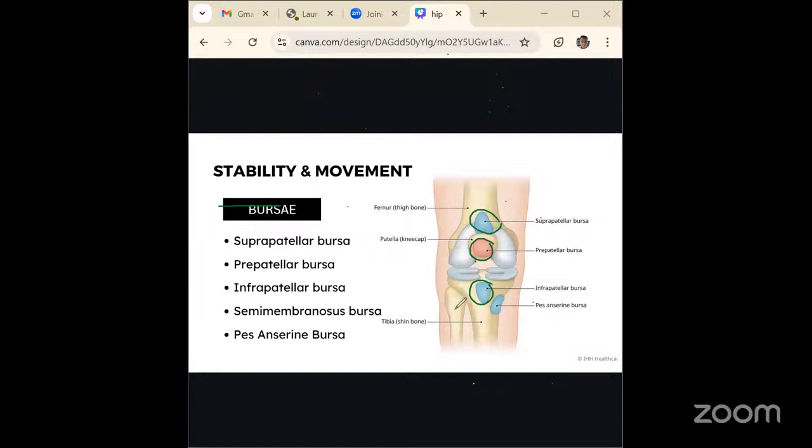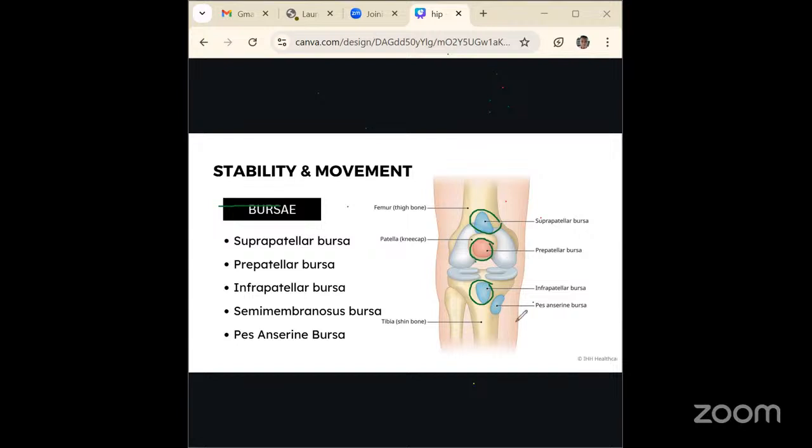And then we have the semimembranosus bursa. You cannot see it here. Remember that the semimembranosus is part of the hamstring muscles that are behind, so there's no way you'll be able to see this from this diagram that you're looking at now. You can't see what is behind. That's why I'm not able to show you that one.